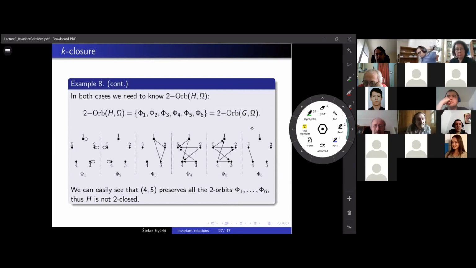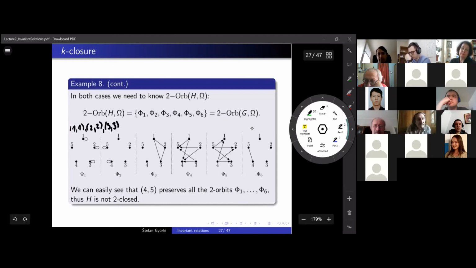These 2 orbits can be displayed using graphs. So this phi1 means that it contains the pairs 1, 1, 2, 2, and 3, 3. So we are putting a loop if 1 is in a pair with 1, and so on. If I have undirected edges, that means I have both pairs. For example, here the edge 1, 2 means that 1, 2 and 2, 1 are in the same 2 orbit, and so on. So probably it is easy to understand what the graphs mean.